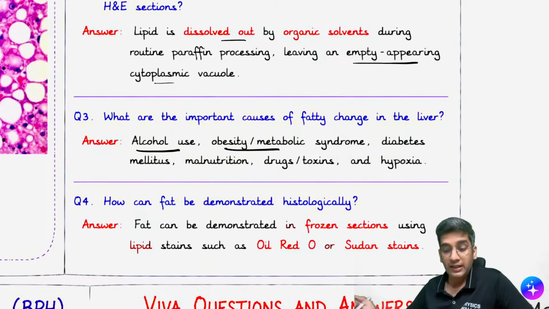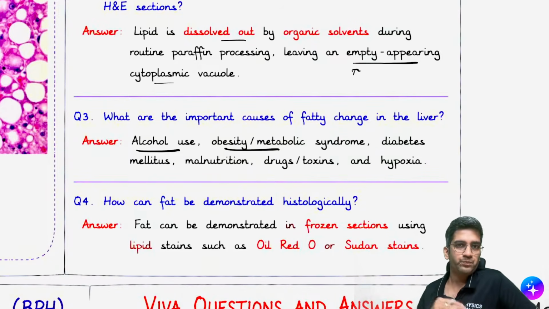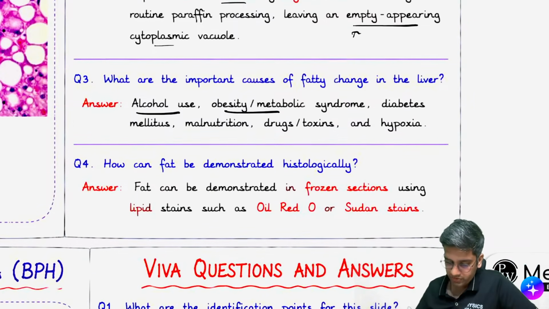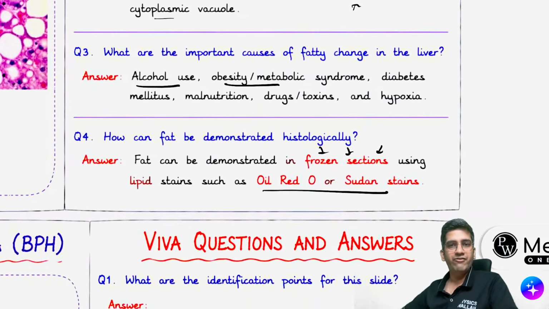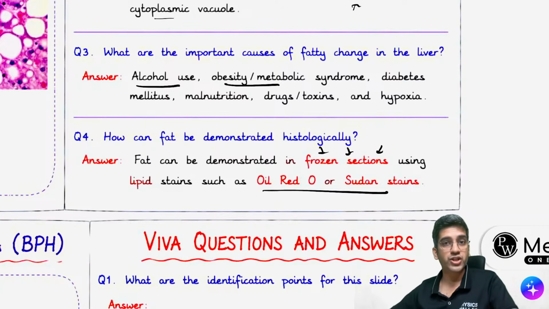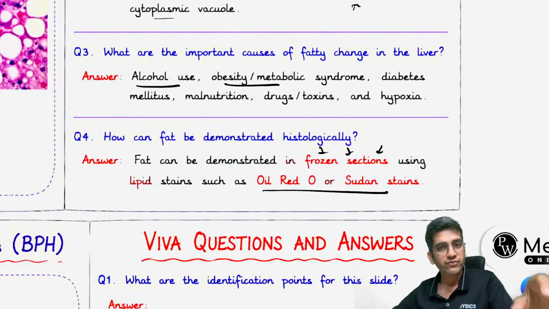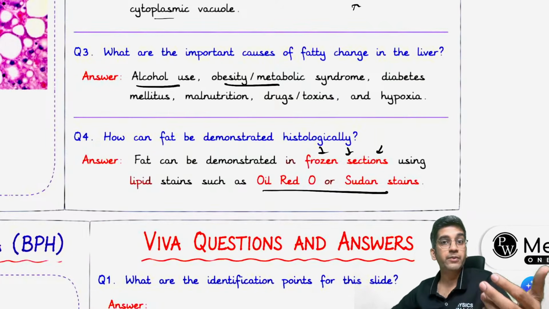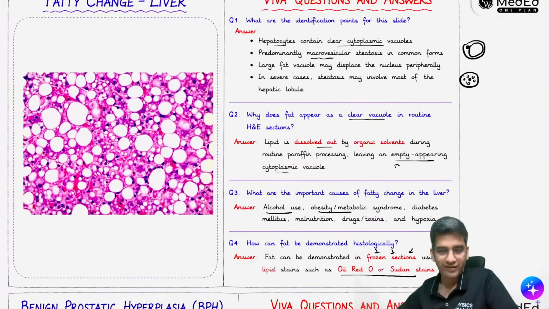Fine. Okay. Then if it is clear, how do I differentiate fat from water? Water is also clear. Mucin is also clear. There are two important stains: oil red O and Sudan black. And please don't let them ask the next question; you yourself tell. Fat can be demonstrated using frozen section, not a routine section, because in routine section it is washed away, right? In a frozen section, I use oil red O and Sudan black to identify fat because they are not washed away. Fine. Okay. That's a simple case of fatty liver.